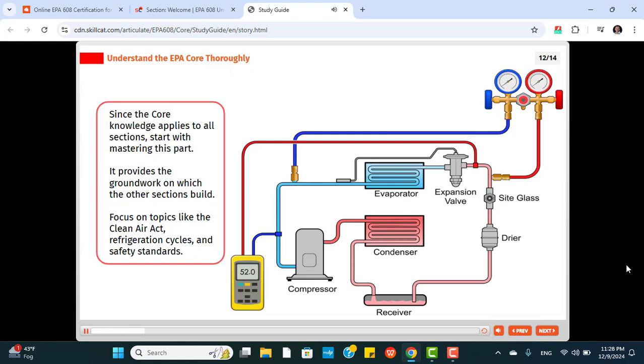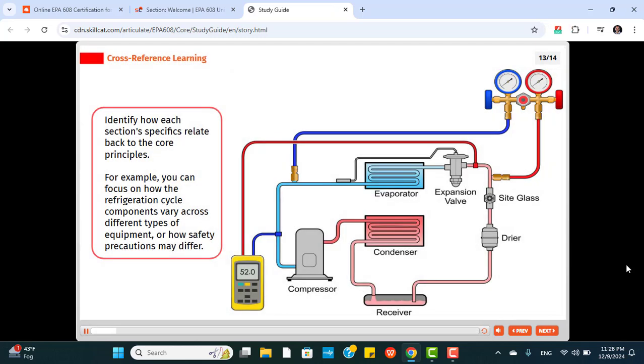Since the core knowledge applies to all sections, start with mastering this part. It provides the groundwork on which the other sections build. Focus on topics like the Clean Air Act, refrigeration cycles, and safety standards. Identify how each section's specifics relate back to the core principles. For example, you can focus on how the refrigeration cycle components vary across different types of equipment, or how safety precautions may differ.